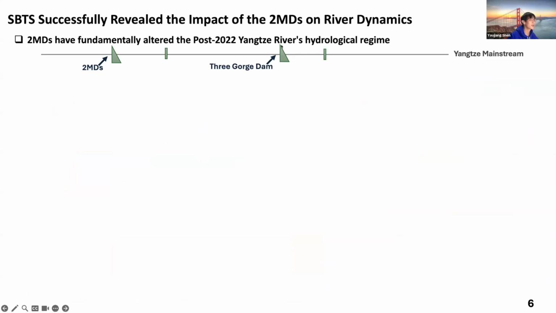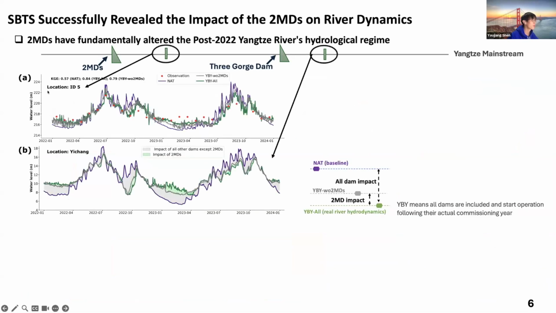And you can see this is the Three Gorges Dam, and these are the two mega dams. And we found the downstream locations. Here is after the Three Gorges Dam, and here is after the two mega dams. And the red dots mean the satellite observations. We set up a model experiment where we remove these two dams, and we can see the effect. This figure illustrates the natural baseline, and this is all dam impact. And once we remove these two, this is the two dams' impact.